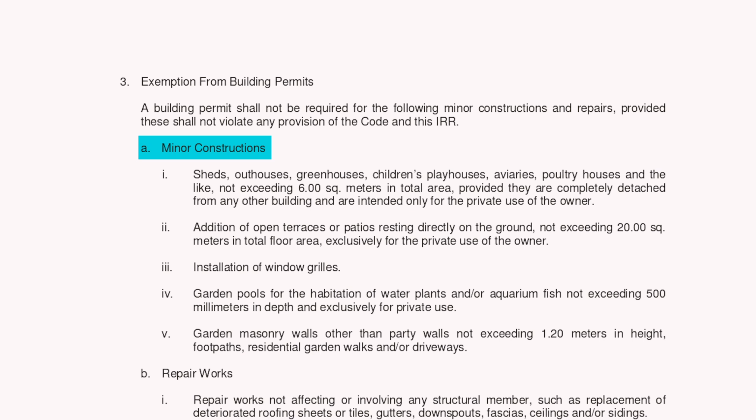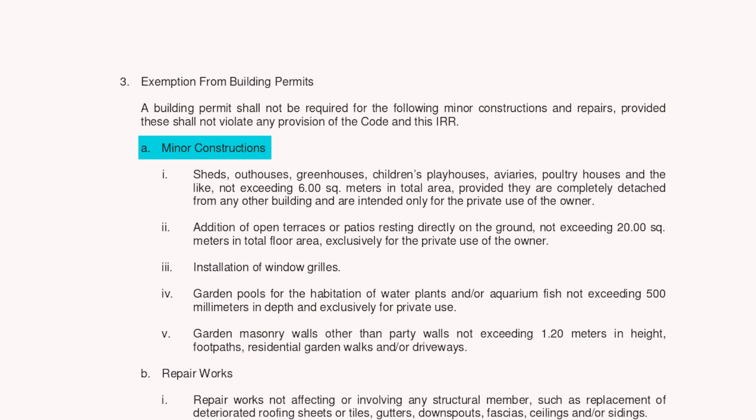Again, we're talking about a minor structure. Maliit lang daw. Gano'ng kaliit? 6 square meters or less. It must be detached from other buildings, and it must be for private use only, not public use. No? If you're wondering what this could be, 6 square meters or less, private use, detached from other buildings, the examples na binigay po are sheds, poultry houses, greenhouses, things like that.